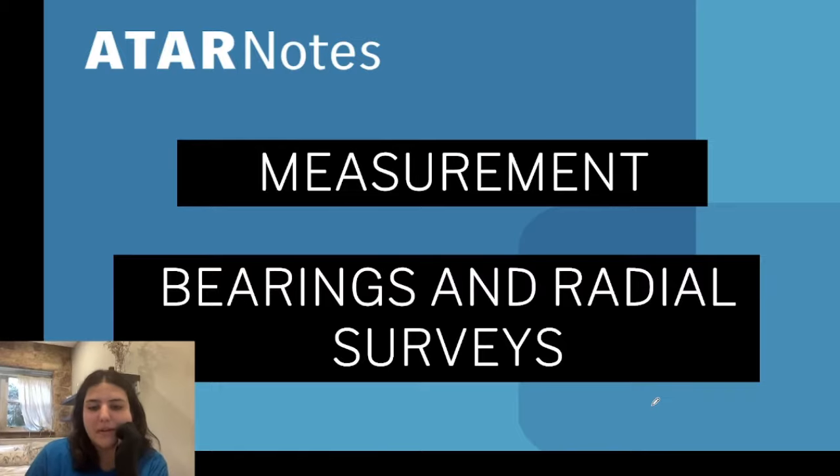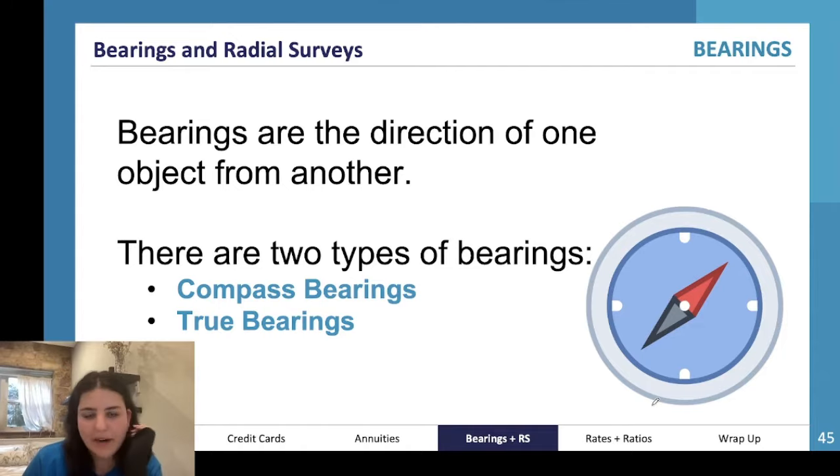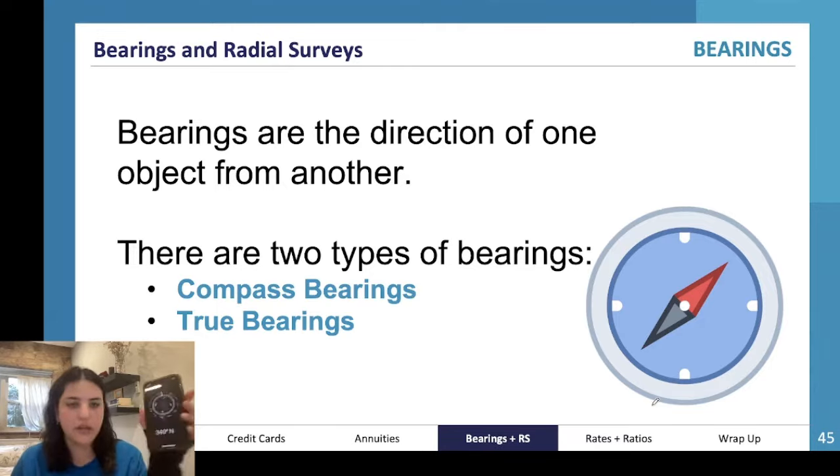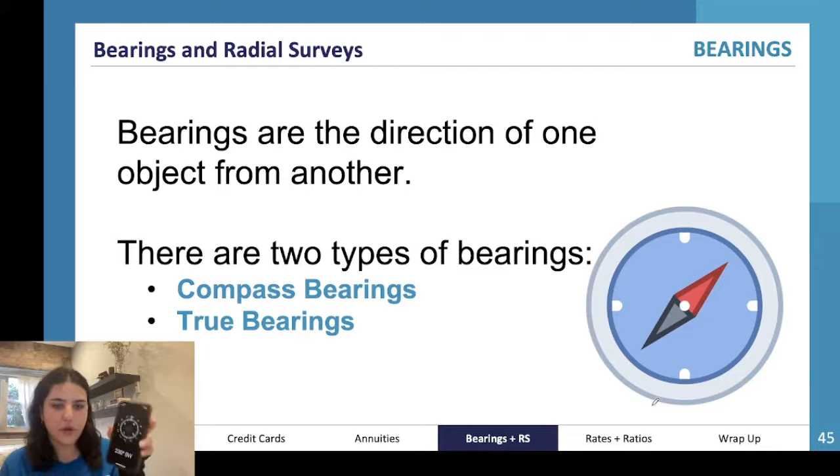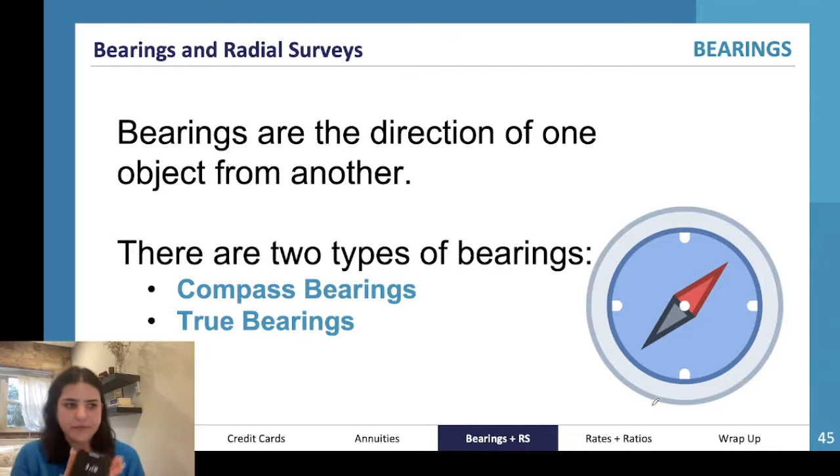All right, measurement, bearings and radial surveys. So bearings are the direction of one object from another. There are two types of bearings: compass bearings and true bearings. Compass bearings are the ones that you can see on your phone. You have a phone compass, you can point it.